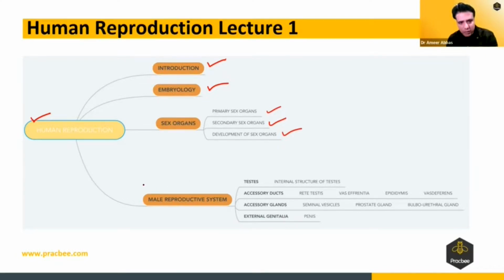And today the main important concept to be cleared is the male reproductive system, that is testis, primary sex organ, accessory ducts, accessory glands, and external genitalia. I hope you all are familiar with these terms. You must have studied in 12th.